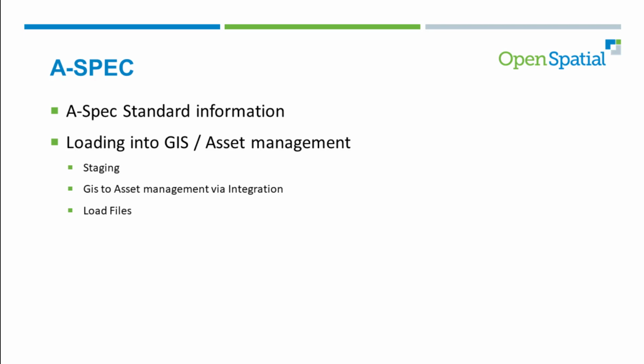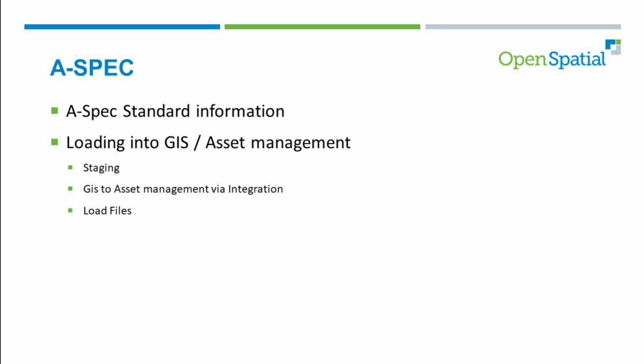So then the next thing is to say, if you're looking at A-Spec, how are we going to get that data into the GIS and asset management system? One of the things that we typically do is make a staging environment that is one-to-one with A-Spec, and then you can take that information and load it into the GIS and asset management system. So we can load that directly, or you can do it via the staging environment.